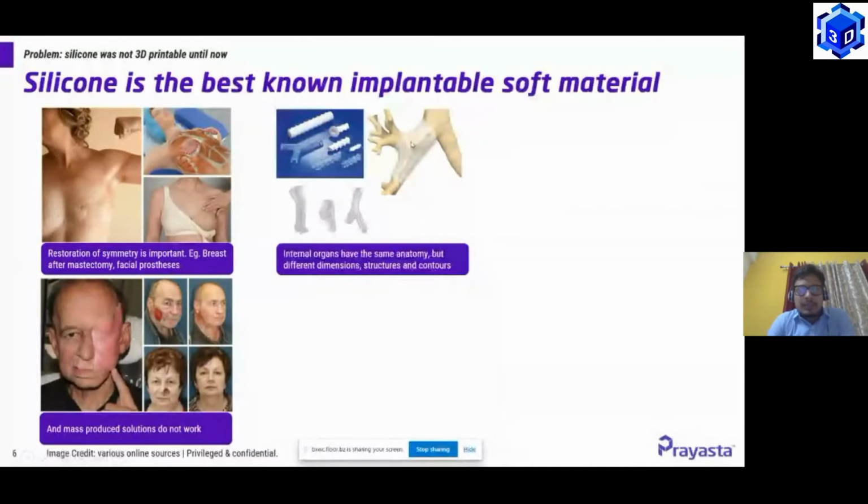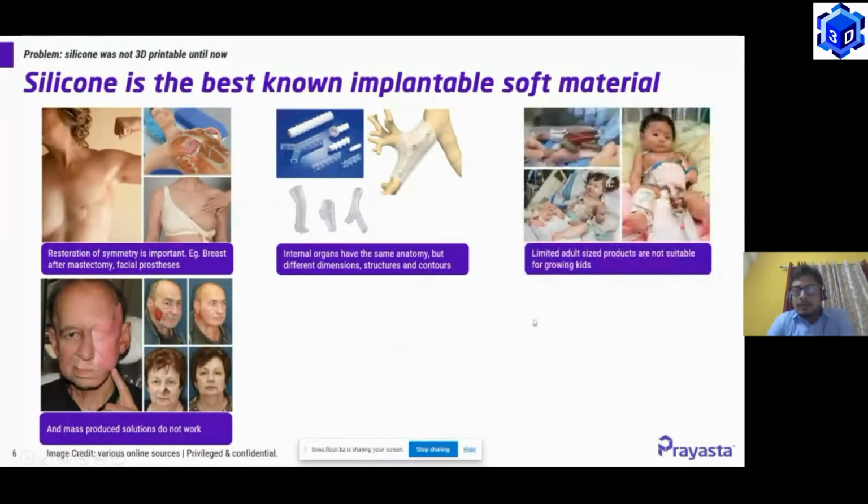So you can see this is a trachea here, but this is the best in class product that is available today. So definitely we need to do better and make these kind of products which can fit to the individual. Third important category is the pediatric side of it.